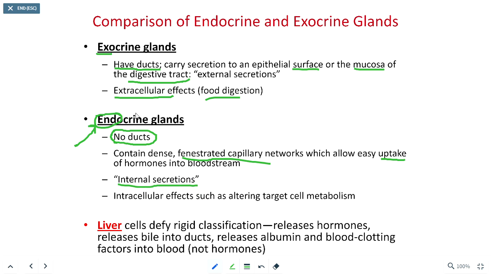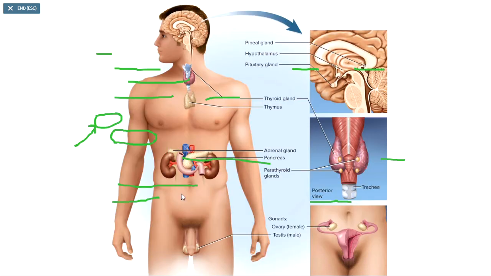The primary goal of the endocrine glands is to have intracellular effects. So instead of affecting the outside of the cells of our body, we want to affect the metabolism, the chemistry on the inside of the cells of our body.